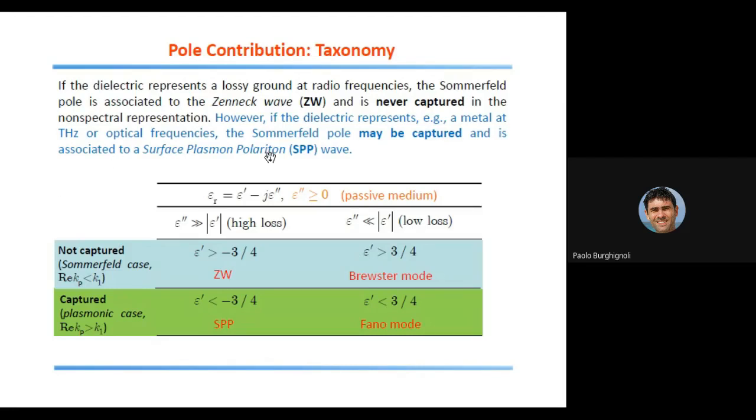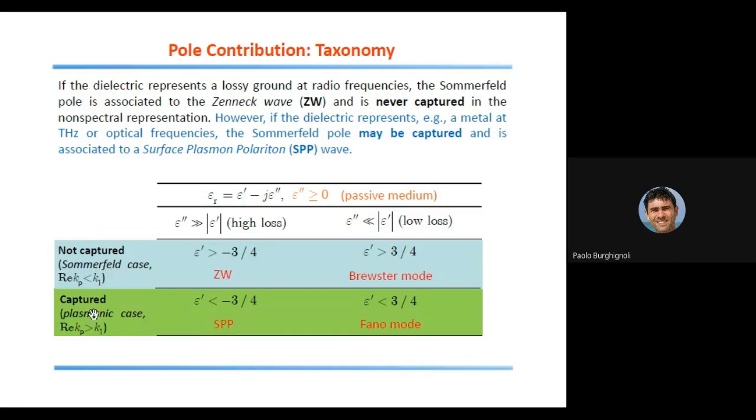Surface plasmon polaritons are a particular kind of surface waves that propagate along interfaces, typically along the interface between a metal and air, and whose field decays exponentially on both sides of the interface, exactly as the Zenneck wave does. Basically, because the SPP and the Zenneck wave are the same wave, they are the wave that originates from the Sommerfeld pole. The Sommerfeld case is when the pole is not captured. The plasmonic case is the case when it is captured.